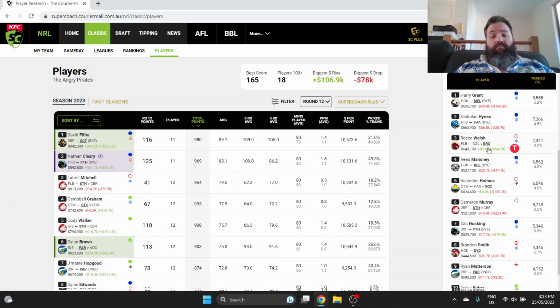Reece Walsh at number 3. I think this is a good trade-out option. He's started to dip in his output over the last few weeks in terms of SuperCoach. Obviously, still playing well enough to get a run in the Queensland jersey, and deservedly so. But there's so many good options at fullback that I don't think Reece Walsh is one that you can carry through the origin period.